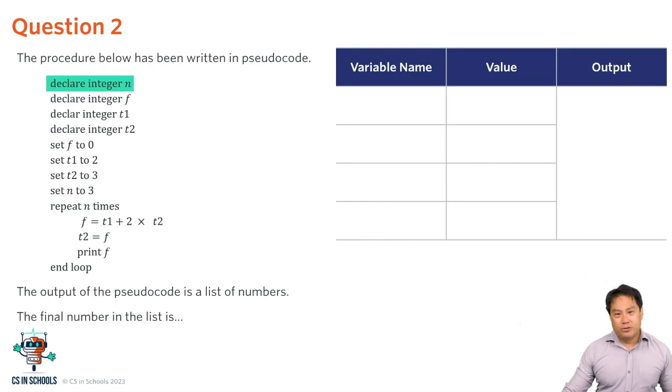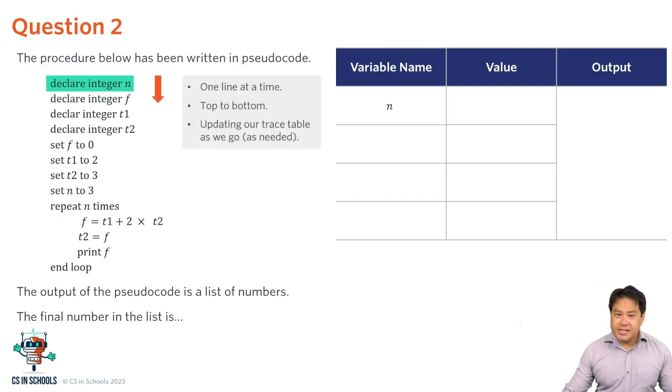The way we're going to step through this problem is we are going to go through each line of the pseudocode one at a time, and we are going to update the trace table on the right-hand side there. So the first line is saying declare integer n. What that means is we're going to create a variable called n, and we're going to slot that into our trace table there on the left-hand column.